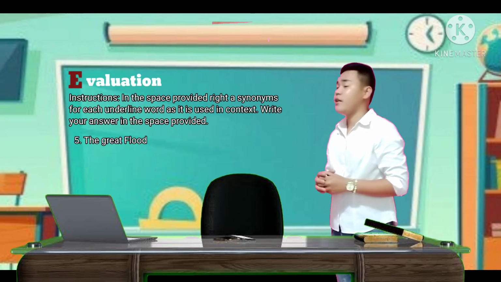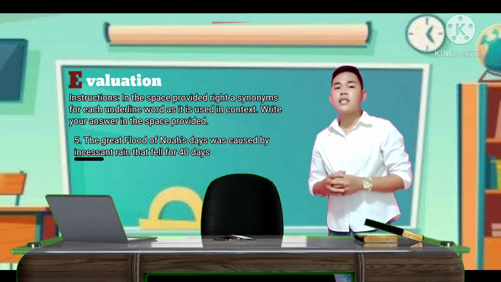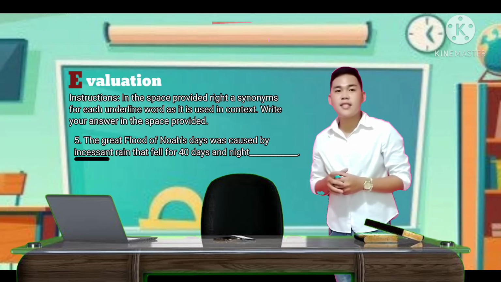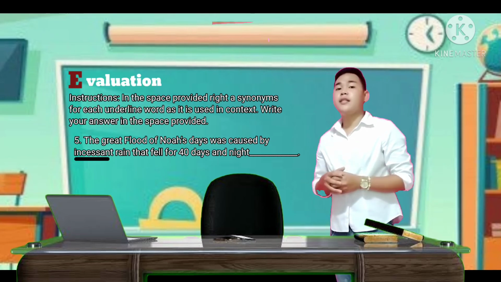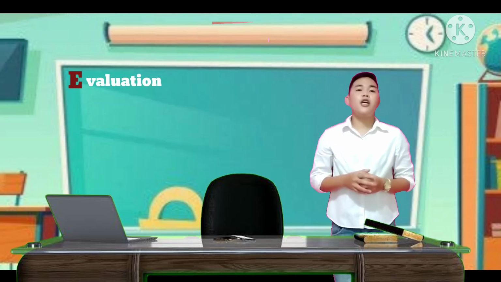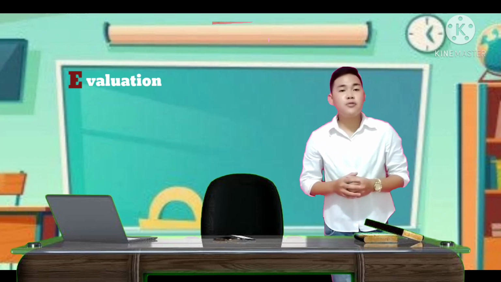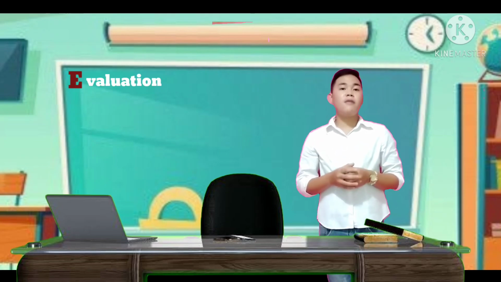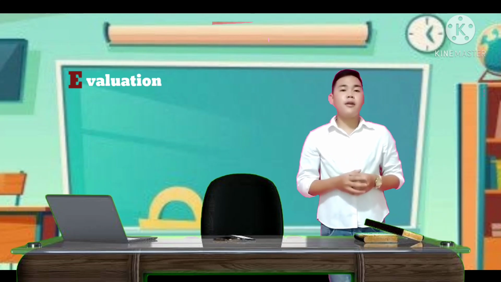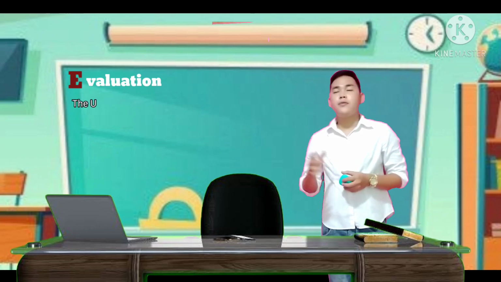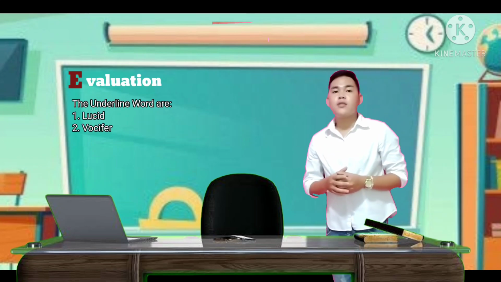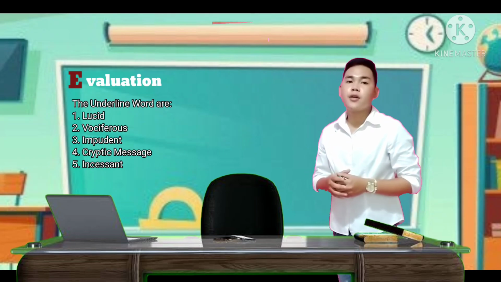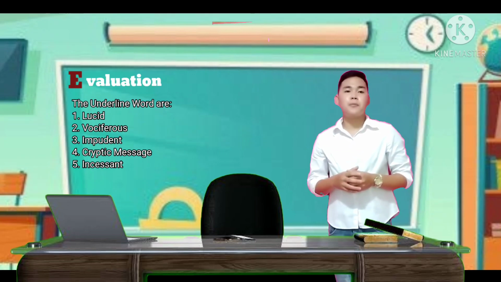Number 5, the great flood of Noah's days was caused by the incessant rain that fell for 40 days and nights. So class, in order for you to answer, you're not allowed to use your gadget inside the classroom. You can find any dictionary to answer it by giving the synonyms of each underlined word. The underlined words are lucid, vociferous, impudent, cryptic, and incessant. So I will be giving you 5 minutes to answer.